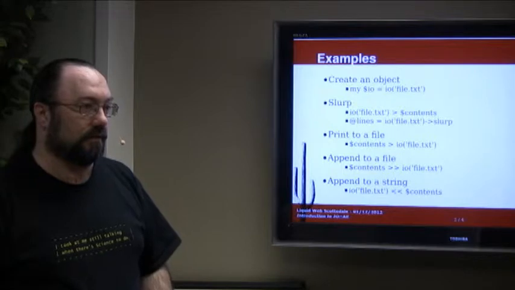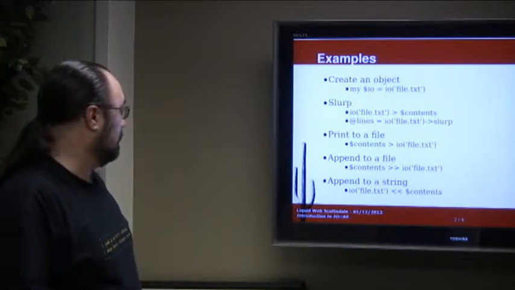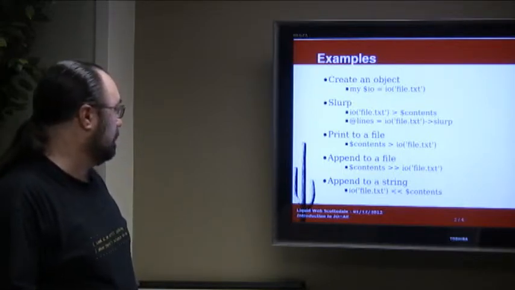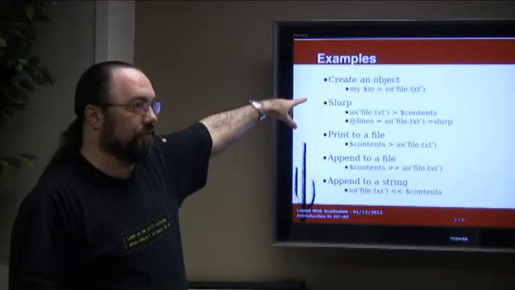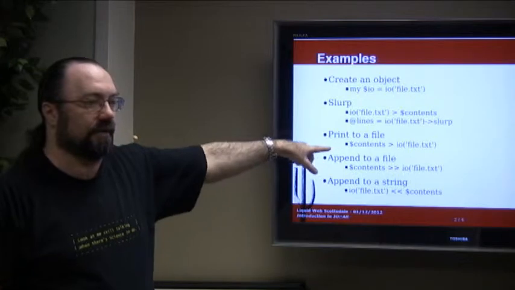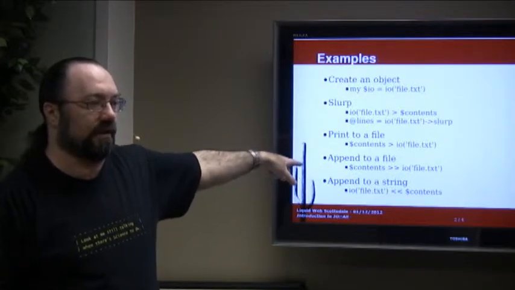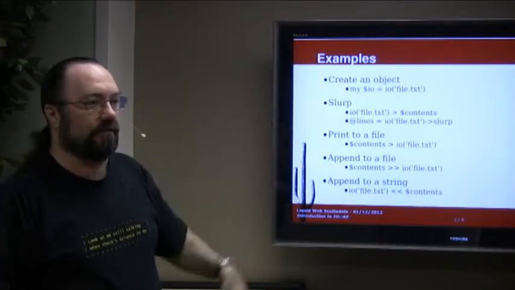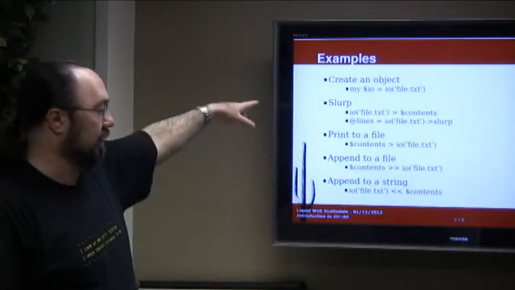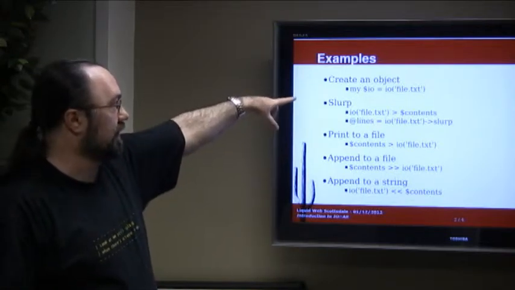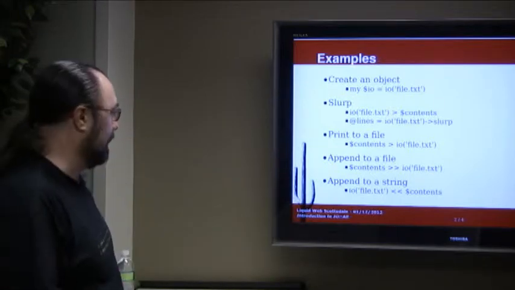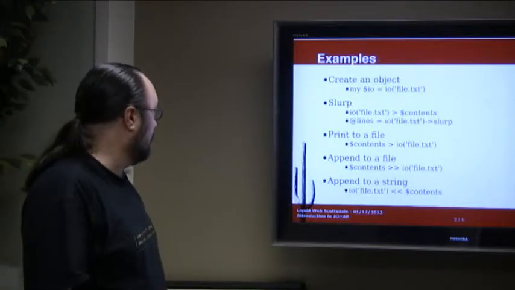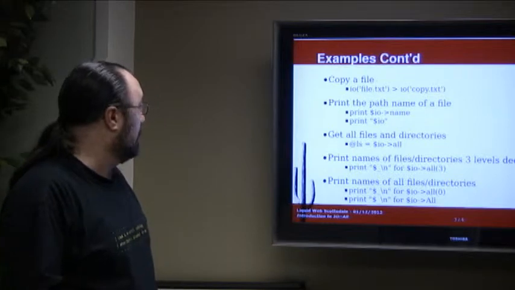Yes? Real quick, where you have io('file.txt'), everything that can all be replaced with $io? Yes, exactly. If you do that first step first, then you wouldn't have to explicitly type that out every time. I was just doing it different ways so you can see different ways of doing it. But normally that's what you would do, create an IO object and then do all your operations on it. So, good question. All right.